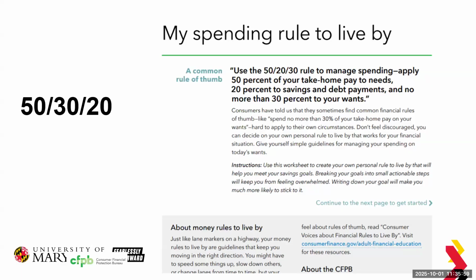The Your Money, Your Goals materials, I put them in a link earlier, and I will share them again after a few more slides. But this is the 50/30/20 rule, and so it gives you a general idea of where your money should be going.